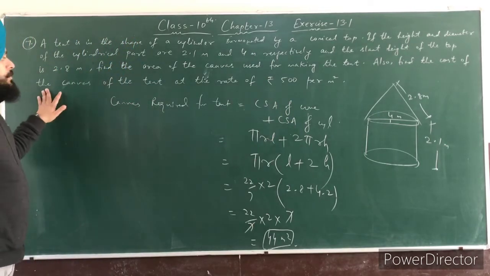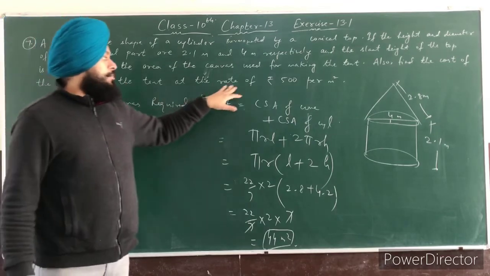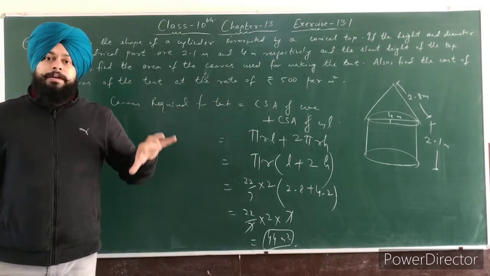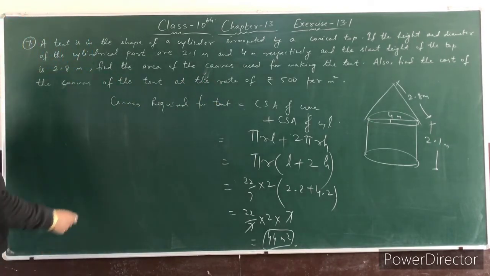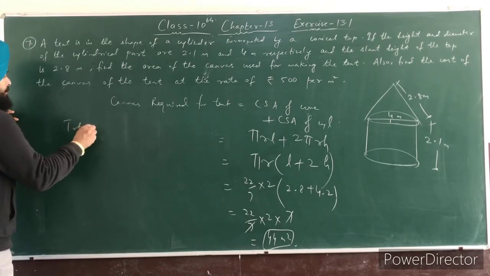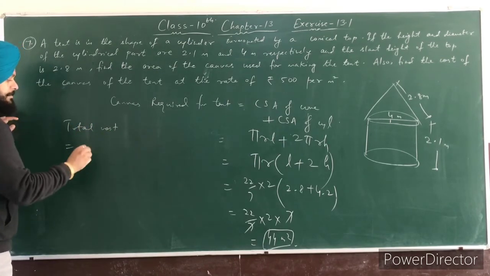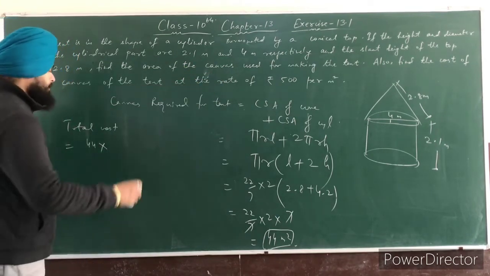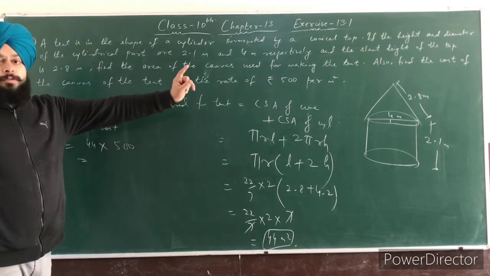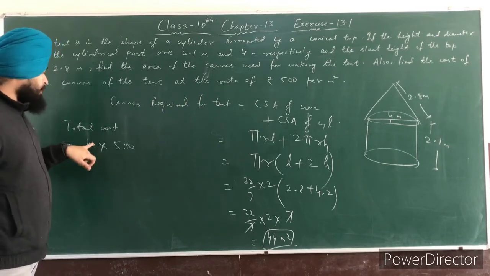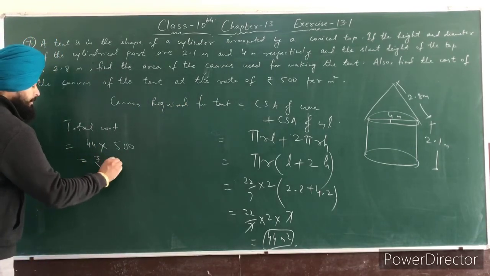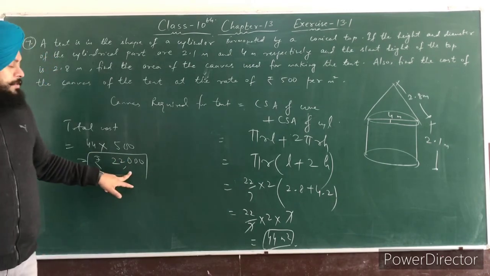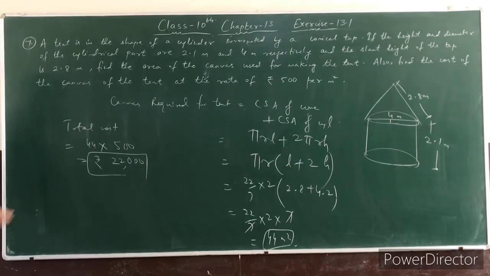Now we have to find the cost of the canvas of the tent at the rate of rupees 500 per meter square. So per meter square of canvas costs rupees 500. So we have to find the total cost of the canvas for making this tent. The total cost of canvas is, we multiply this total area 44 meter square with 500, because per meter square cost is rupees 500. So the cost is 44 into 500. It is rupees how much? 22,000. 22,000 is the total cost for this canvas. So this is your question number 7.